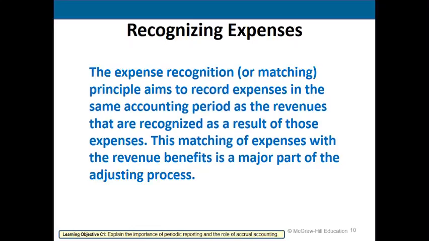Sometimes you can identify an expense directly to the revenues that were generated as a result of the efforts that incurred the expense. Sometimes it's not so easy. But the whole idea behind this is you're trying to match up the expense with the revenue that the expense is related to. Again, not always easy, but somehow, some way, it has to be done.